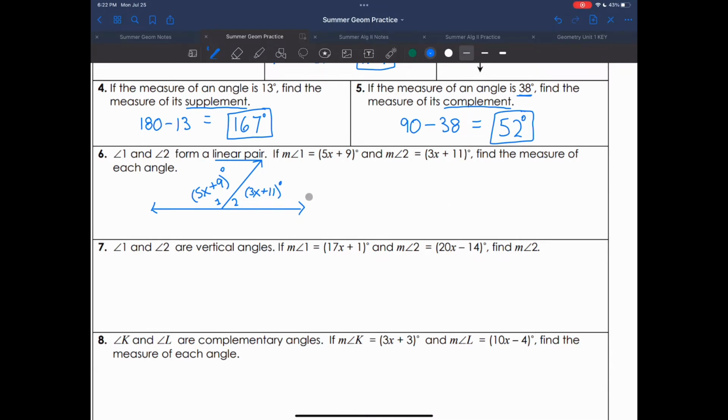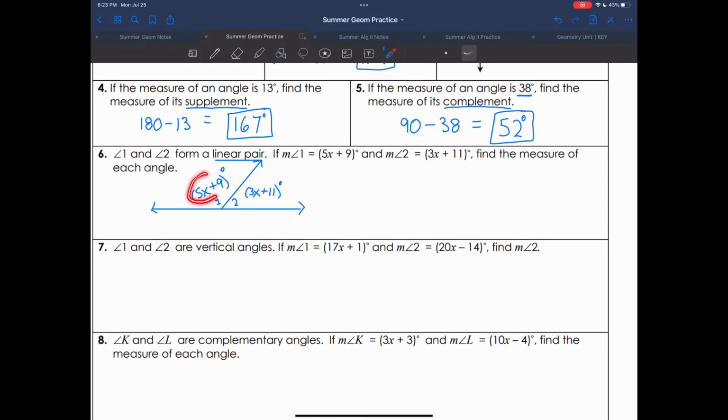All right, so we would want to come up with a way to set up an equation, first of all, to solve for x. And the best way we could do that would be to use the properties of what you know about a linear pair. Well, I know that the two angles in a linear pair, if you add them together, they have to equal 180. So I'm going to do just that.